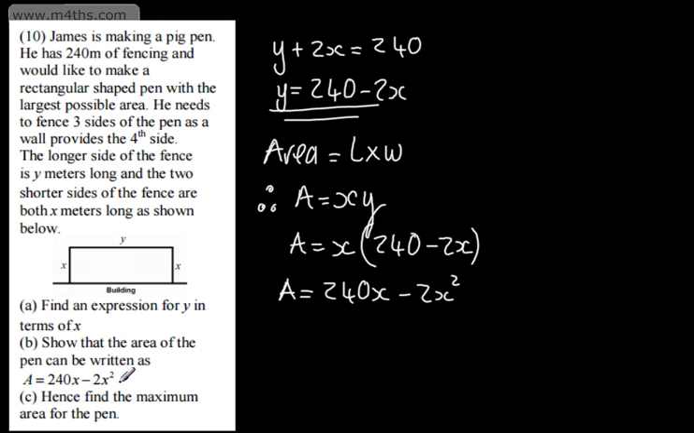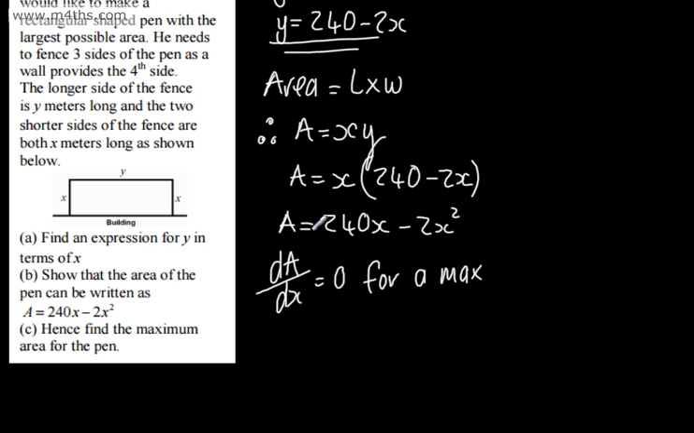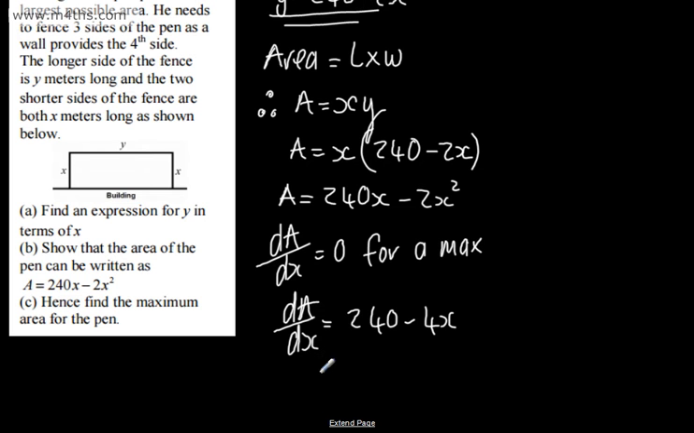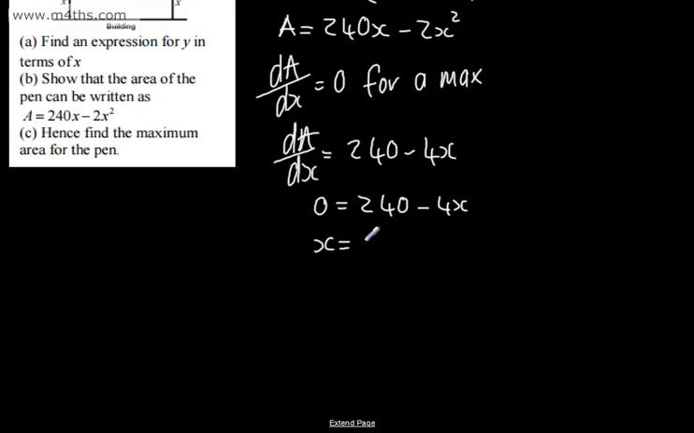In part C, it says, hence find the maximum area for the pen. Sometimes these questions are split up and it will ask us to find the value of x which maximises this. All we're going to do is look now at what value of x will give us the largest value of A. And for that we can say that dA/dx will be equal to 0 for a max. This is a nice straightforward quadratic equation, and as we've seen before, we could go ahead and complete the square. What I'm just going to do though is write dA/dx. So dA/dx is going to be 240 minus 4x. Setting this to 0, 0 is equal to 240 minus 4x. Solving for x, 240 over 4, x is going to give us 60. This is the value of x that maximises the area.